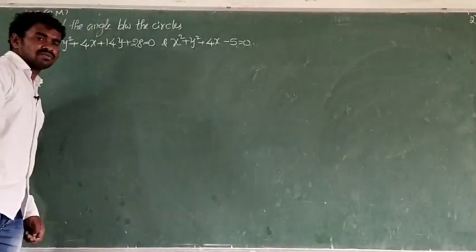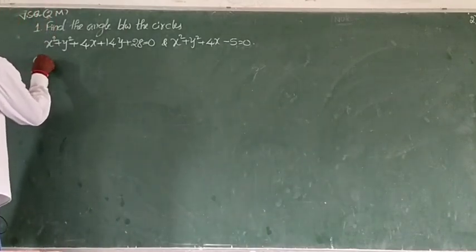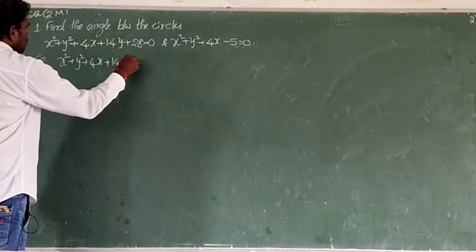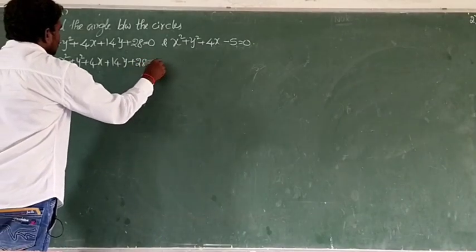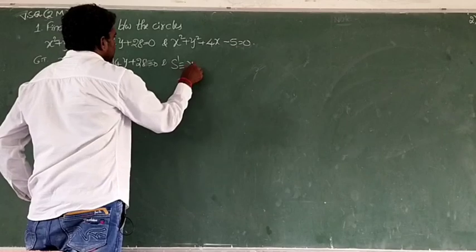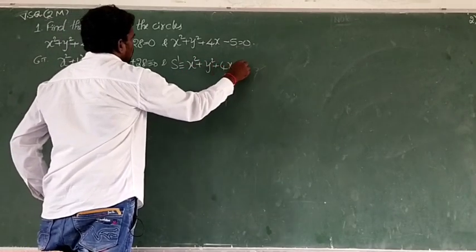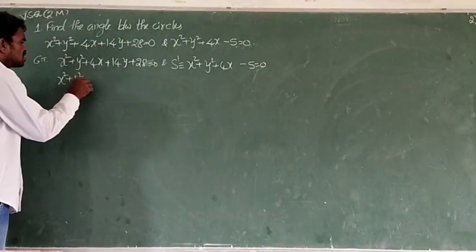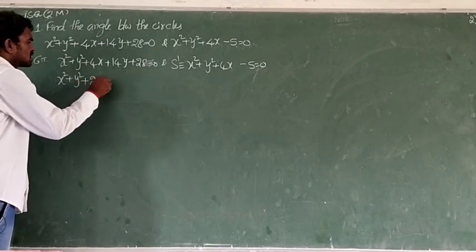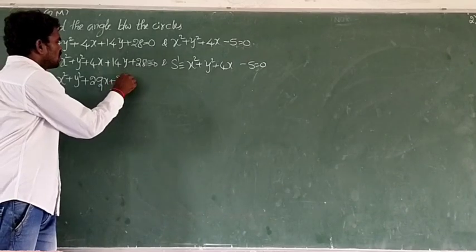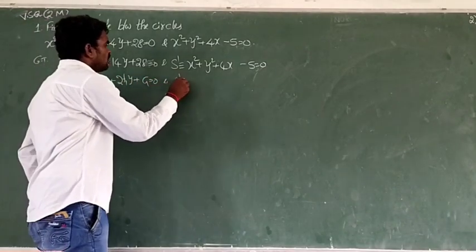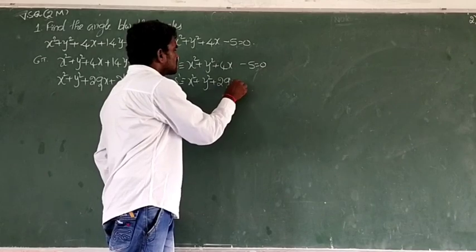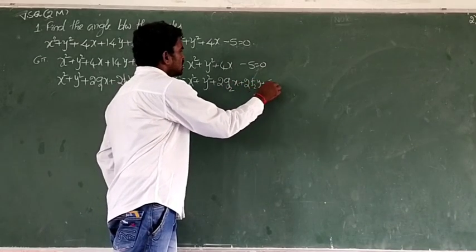Okay, remember that formula. So 2 circles equations are given. First circle is x square plus y square plus 4x plus 14y plus 28 equals 0. And the second circle I am taking as s dash, that is x square plus y square plus 4x minus 5 equals 0. So obviously we should compare the first with x square plus y square plus 2g1x plus 2f1y plus c1 equals 0. And the second one is compared with the second equation, x square plus y square plus 2g2x plus 2f2y plus c2 equals 0.